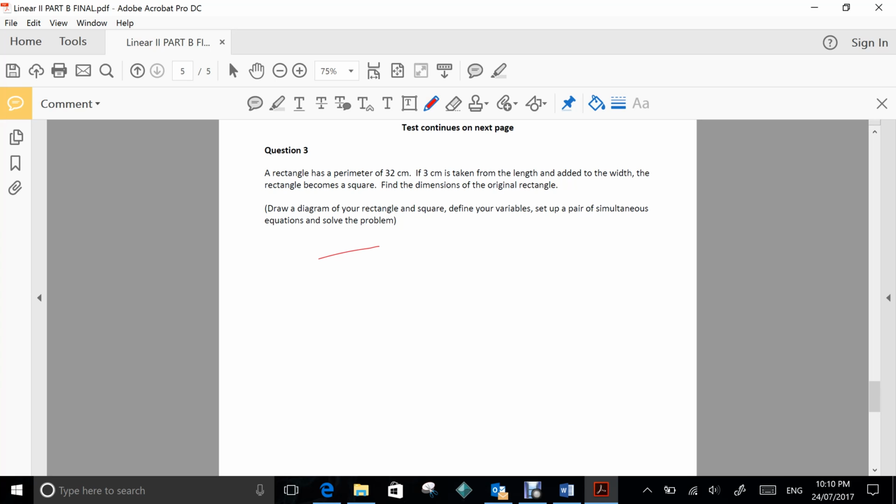So if we were to draw that rectangle, this rectangle basically says if 3 centimeters is taken from its length and added to its width, they would be equal. Let's call the width of the square x. So if that width of the square was x, then the original length is going to be x plus the 3 that I took off. And the original width will be x minus the 3, because then when I add 3, I get a square. So if I take 3 off this length and add it to this width, I will get a perfect square, which is x by x.